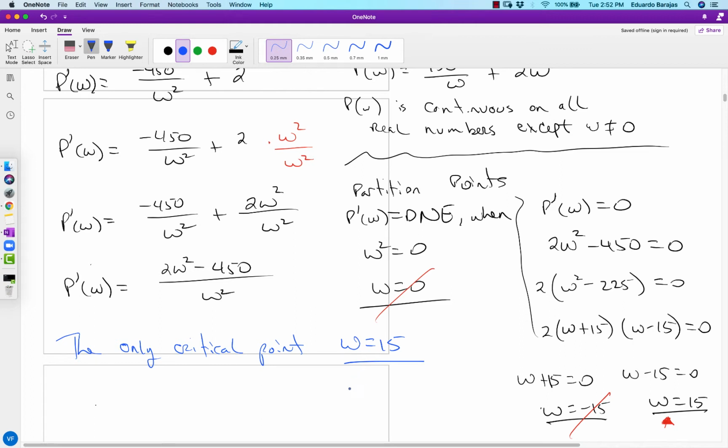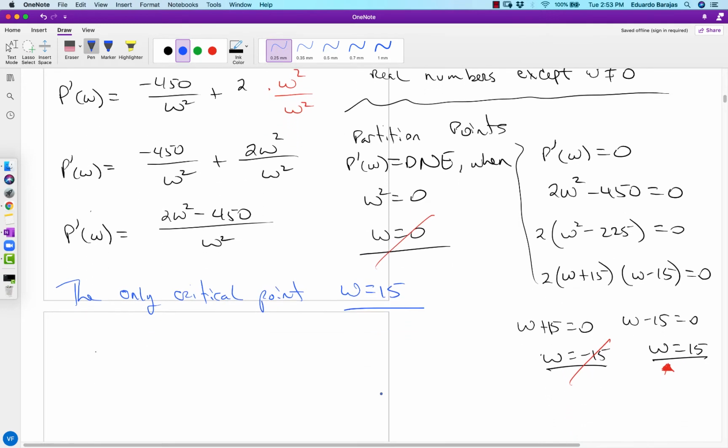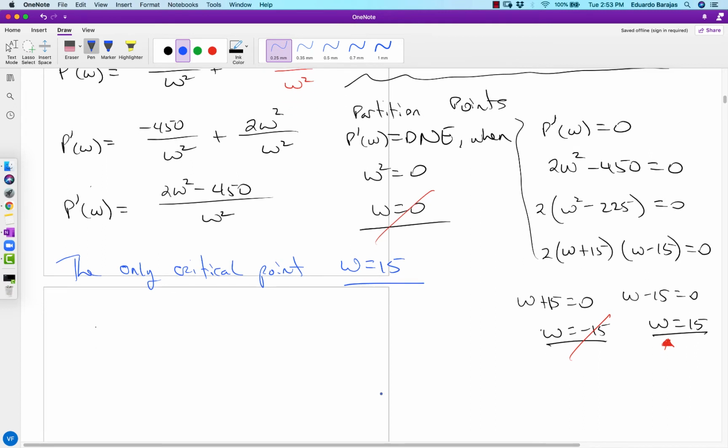So here's what we're thinking. We're looking for a place to minimize the perimeter value, right? The smallest perimeter value possible. So we want to check if this is in fact a local minimum. To check to see if it's a local minimum, we can check to make sure that the first derivative of our function is increasing at w equals 15.